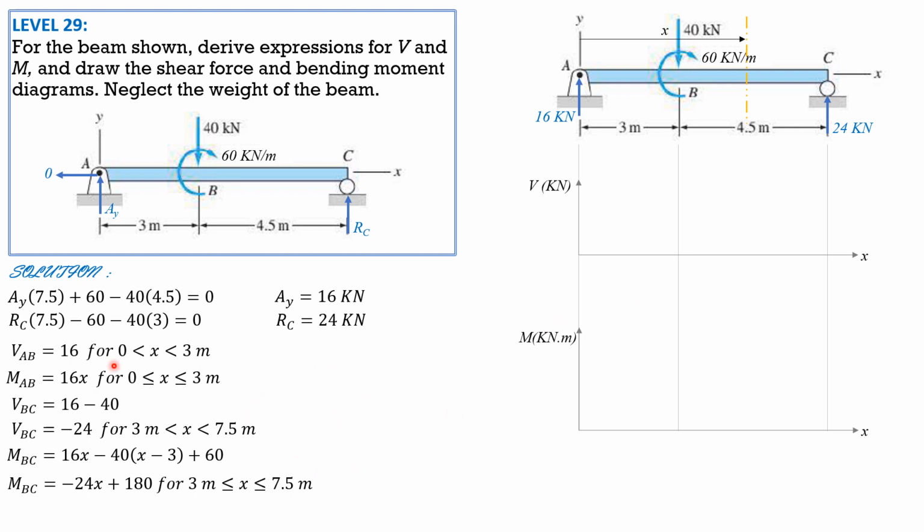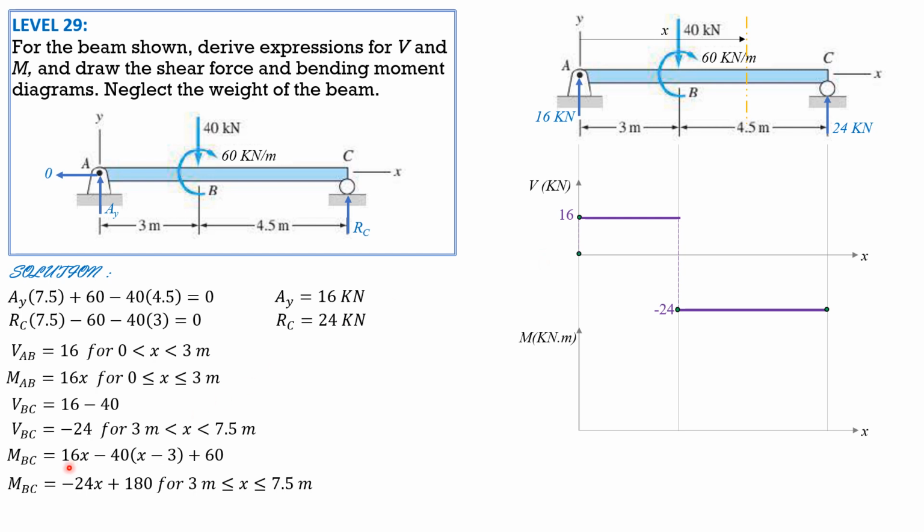We can now plot. When x is 0, shear is 16. When x is 3, shear is still 16. So we have a horizontal curve. The value of shear is 16 up to here. When x is 3 just to the right, shear AB is no longer applicable. We proceed to shear BC. It is negative 24, so negative 24 constant. Even when x is 7.5, the shear is negative 24. So that's the shear diagram.